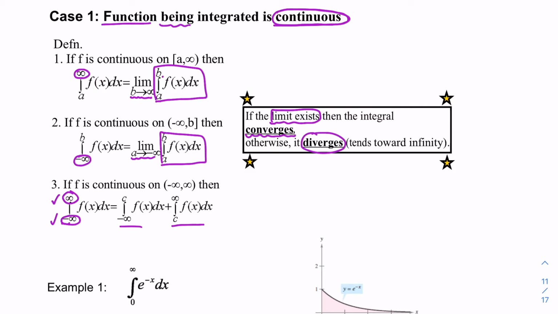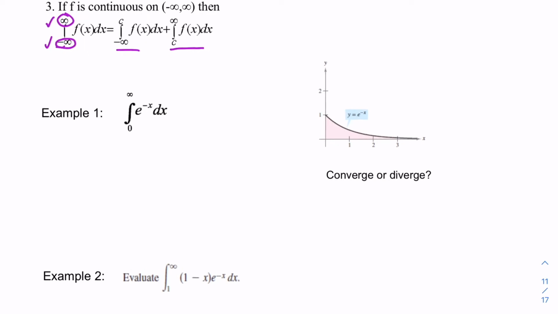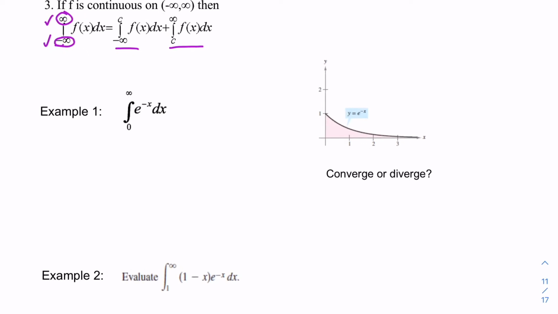So let's have a look at example 1. If you look at example 1, the integral from 0 to infinity of e to the negative x dx. The exponential function e to the negative x is well defined and continuous everywhere. But the boundary is infinity, so it's case number 1. So this equals the limit. We are going to replace infinity using b. Integral from 0 to b of e to the negative x dx.